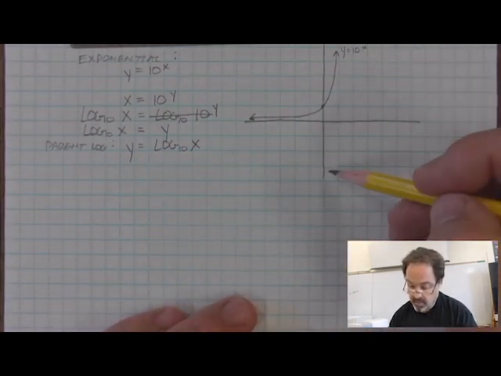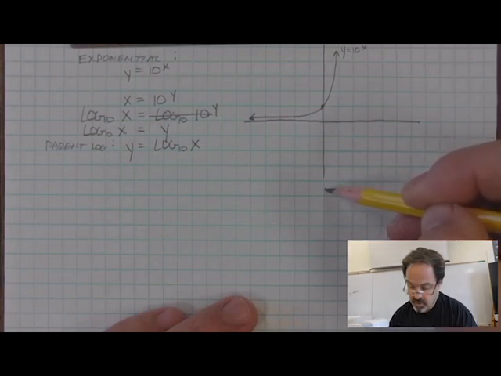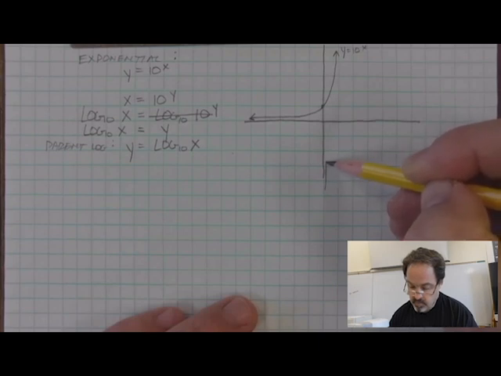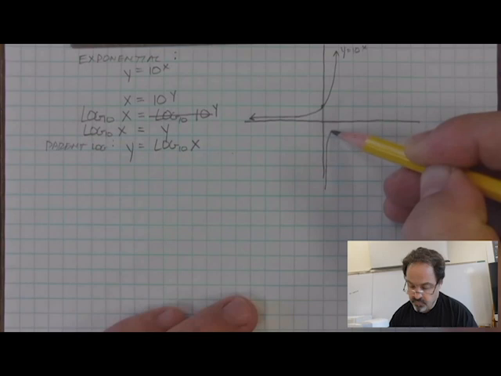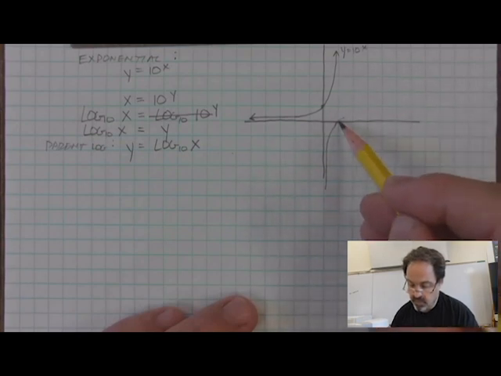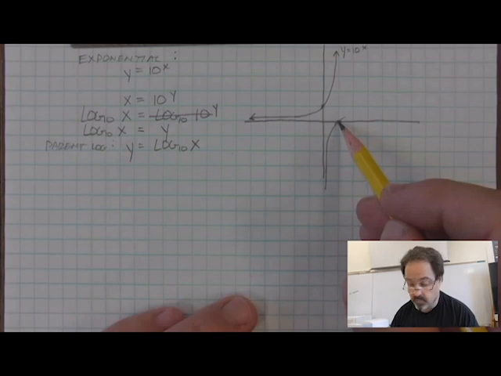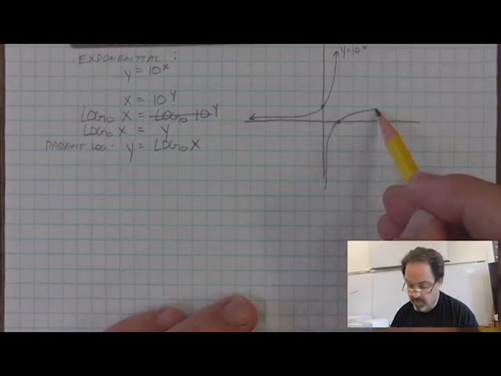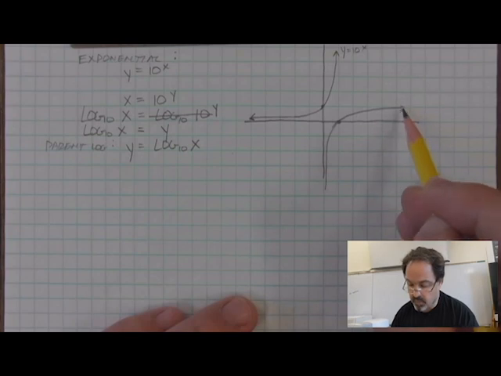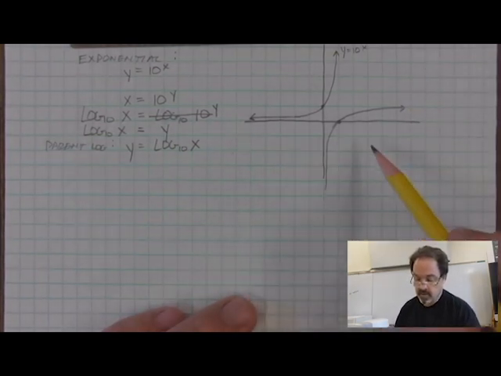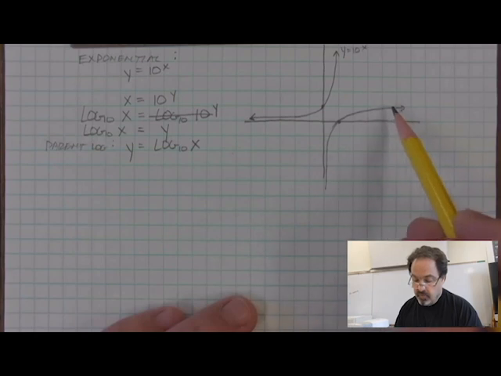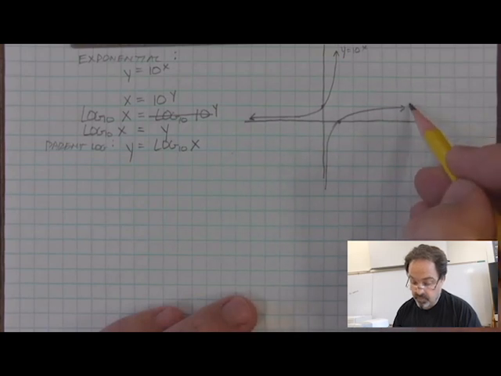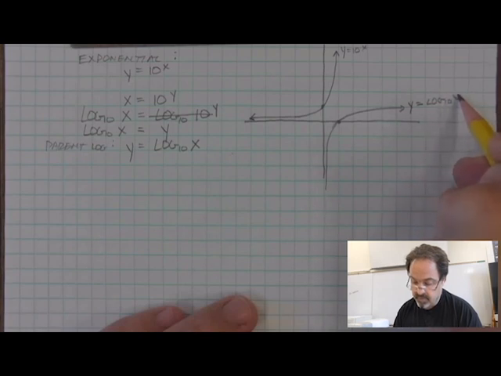When I do that, I will get the same shape of curve, but it is growing gradually and then turns a sharp corner going through the x-axis at x equals 1, and then seems to level off. This will continue to grow very slowly. This is the inverse of the exponential function. It is y is equal to log base 10 of x.